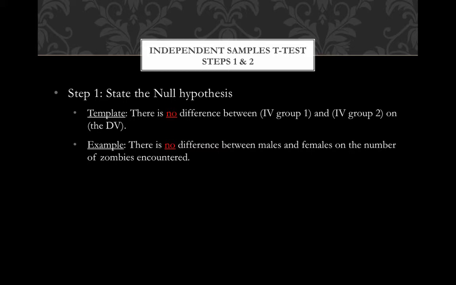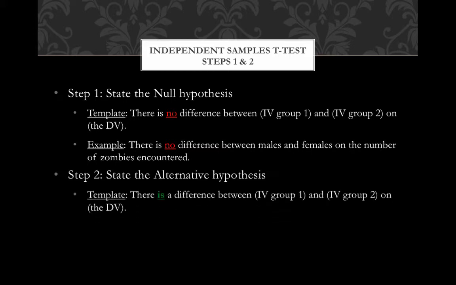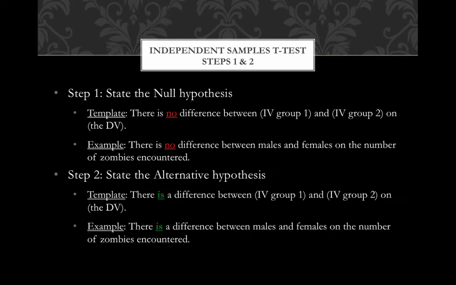And we can then go ahead and do our equation. Step 2 is what? Stating the alternative hypothesis. And so when we state the alternative hypothesis, what are we positing? That there is a difference. So it's simply there is a difference between whatever our two groups are on our dependent variable. And so there is a difference between males and females on the number of zombies that they encounter.